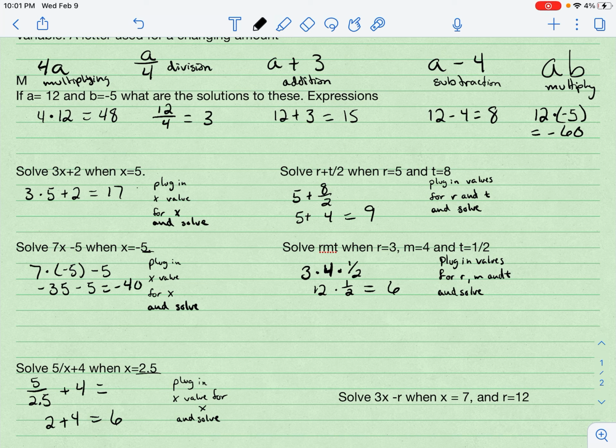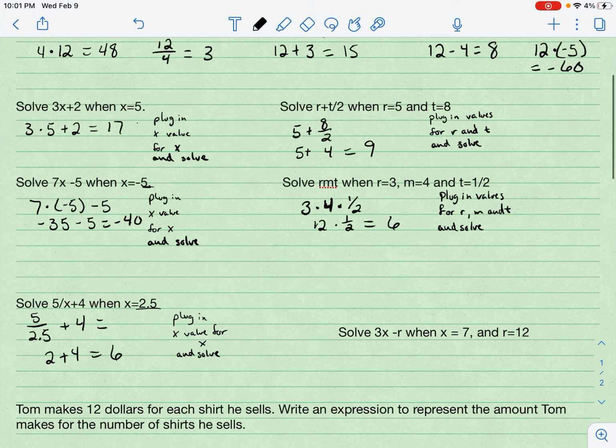Okay, so once again, there were multiple variables, but don't get too worried. Just note that you're going to replace those variables with the values given. And now it just becomes a simple number problem.